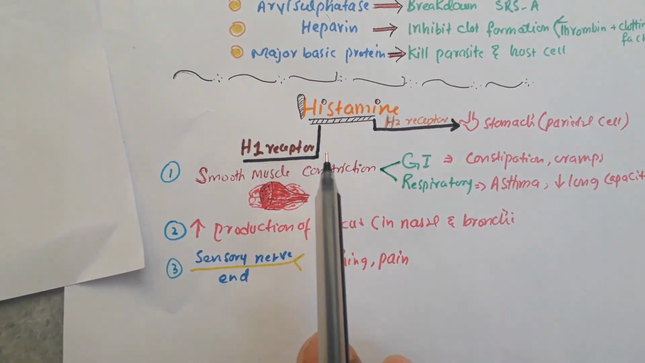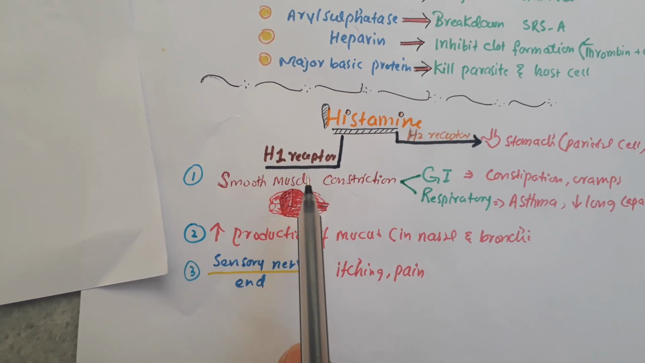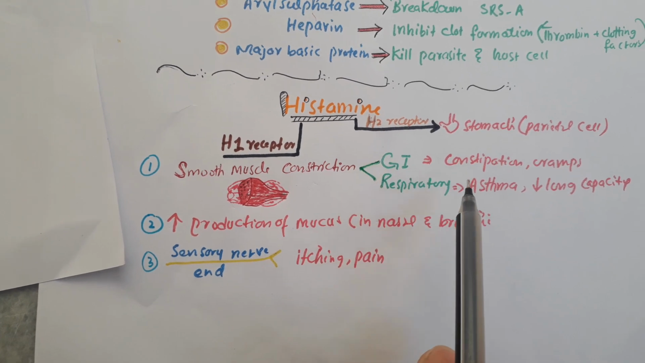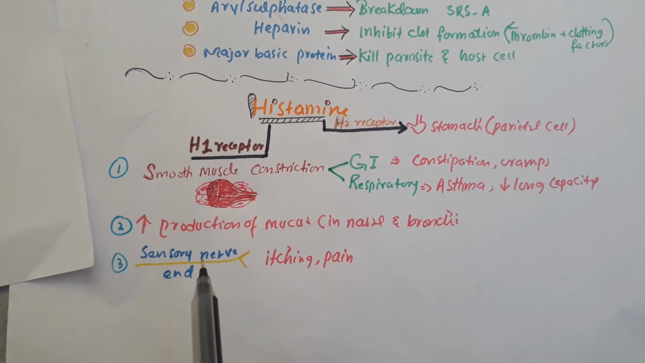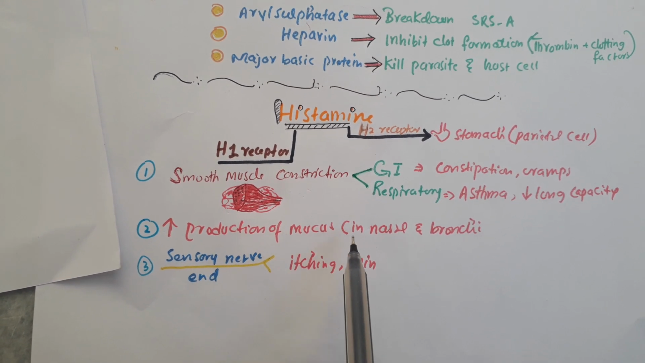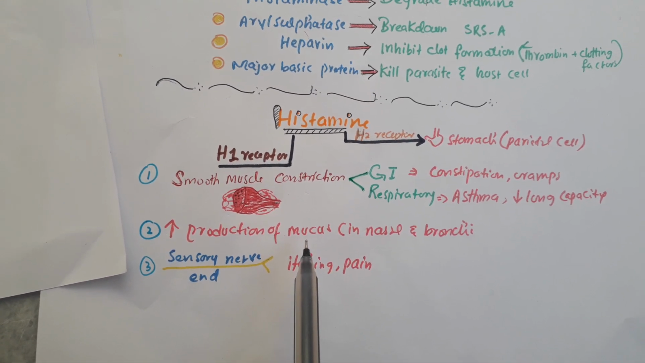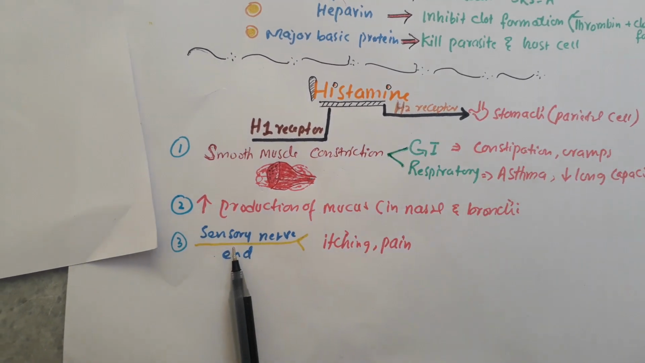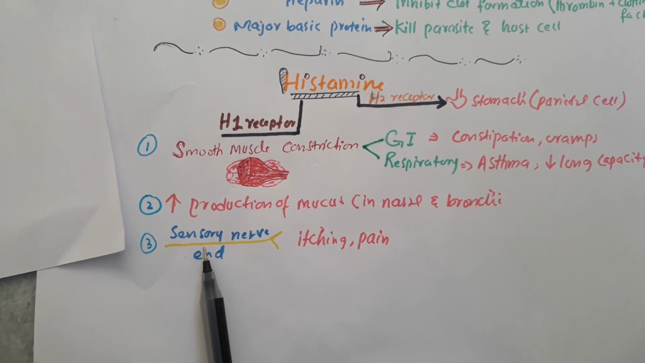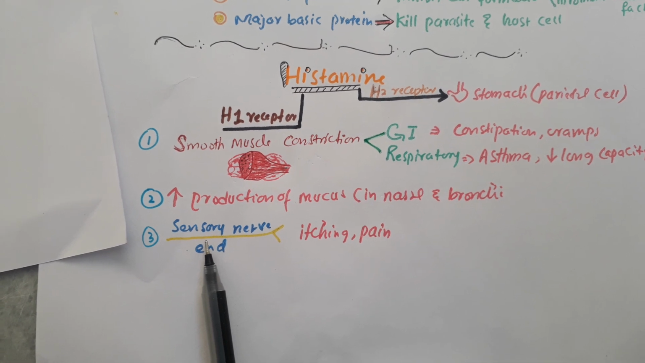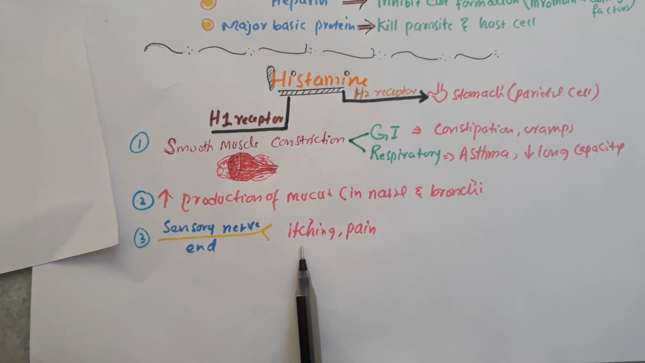Like you see here, this is histamine; there will be H1 receptor for histamine, and there will be H2 receptor for histamine. With the H1 receptor, there will be smooth muscle contraction, and smooth muscle contraction in the GIT will lead to constipation and cramps, and smooth muscle contraction in the respiratory tract will lead to asthma and decreased lung capacity. There will also be increased production of mucus in the nasal and bronchial mucosa, okay? As I already told you, mast cells are present in the mucosa. So in the mucosa, they will secrete histamine, and that histamine will increase the production of mucus in the nasal and bronchial mucosa, which will lead to congestion. And from the sensory nerve endings, there will also be secretion of histamine, which will lead to itching and pain.